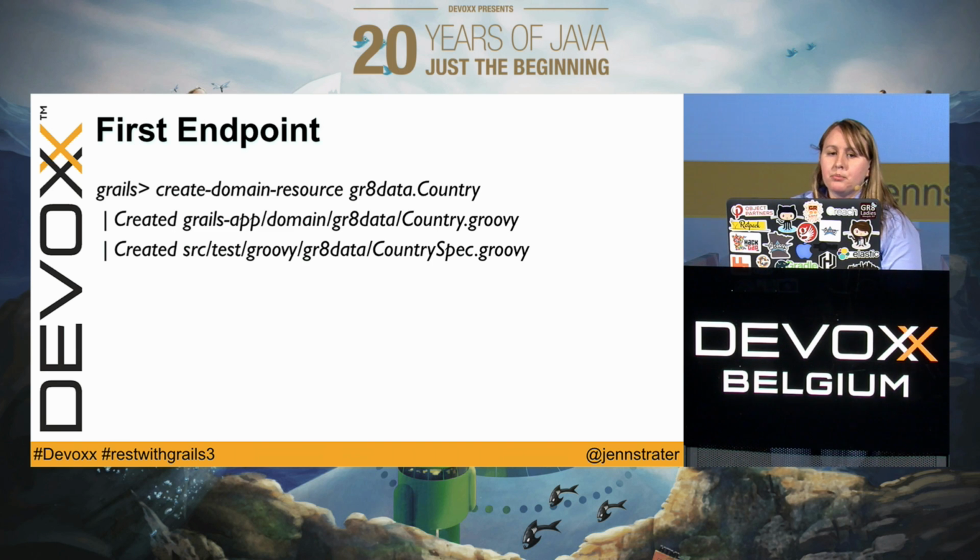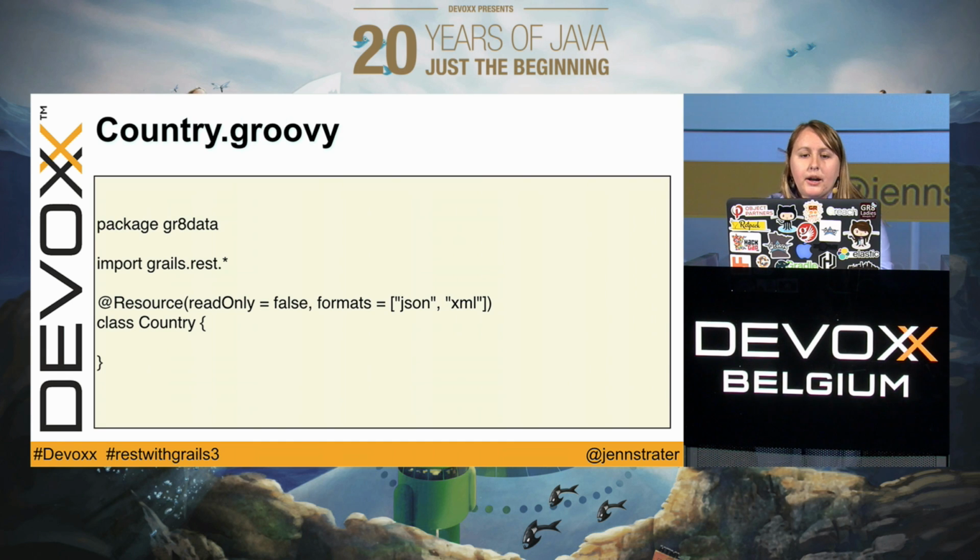So the first and easiest endpoint that I wanted to create was the country. It just had the three things, and it wasn't dependent on the company. So this is where the create domain resource comes in. Very similar, if you're familiar with working with the Grails command line, to creating the domain classes. This is just a resource. You again get the country and the test. Out of the box, this is what it looks like.